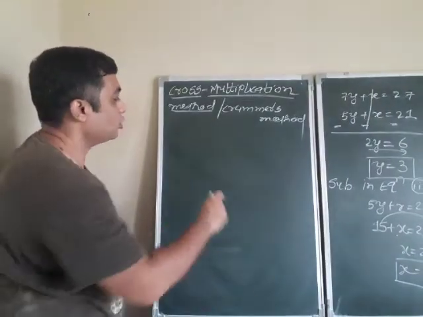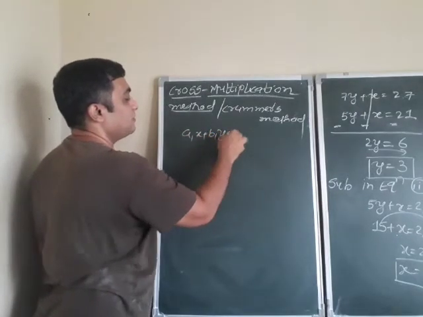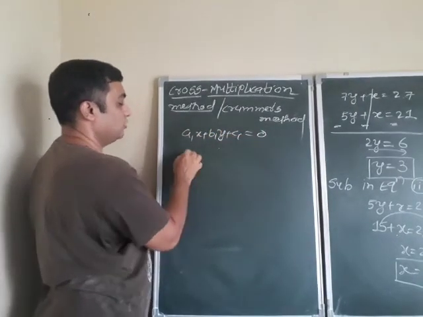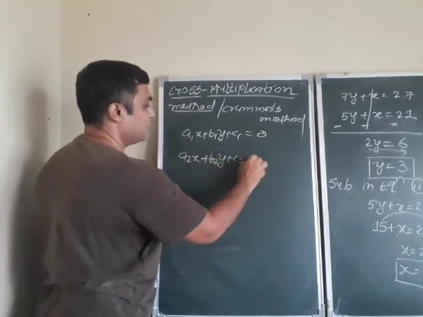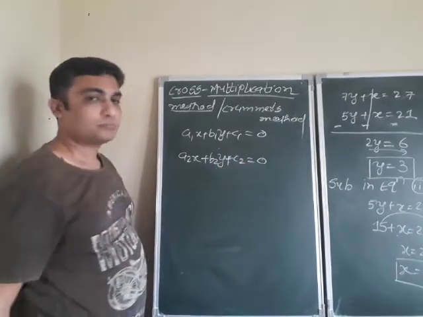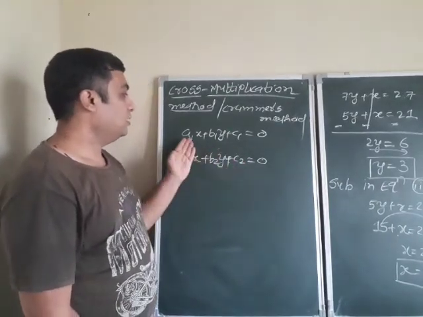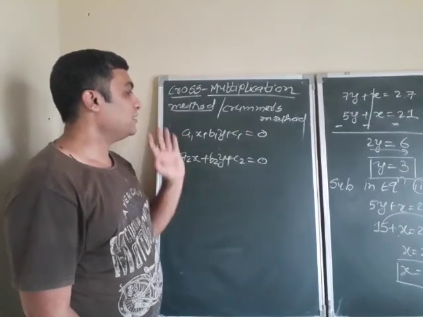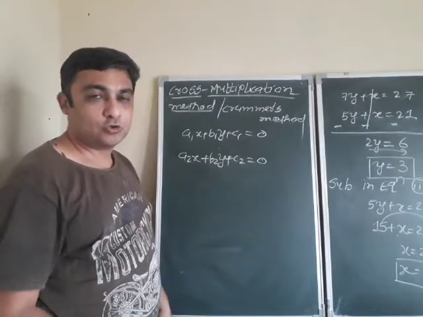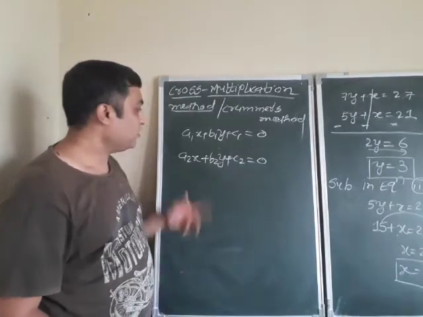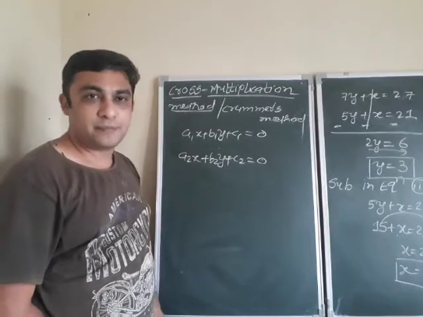Okay. See, first of all, the pair of linear equations is given as a1x plus b1y plus c1 is equal to 0, and a2x plus b2y plus c2 is equal to 0. Ready? So the pair of linear equations is given: a1x plus b1y plus c1 equals 0, and a2x plus b2y plus c2 equals 0. Clear? Now we are required to find out x and y. So how can we find it by the cross multiplication method?